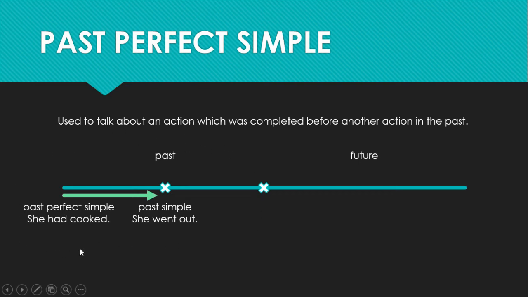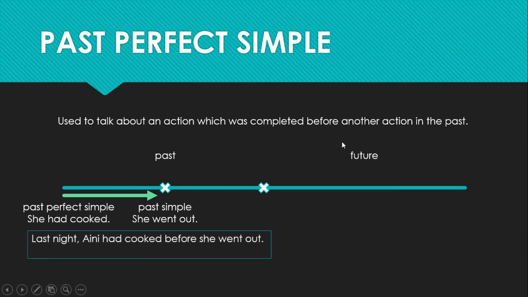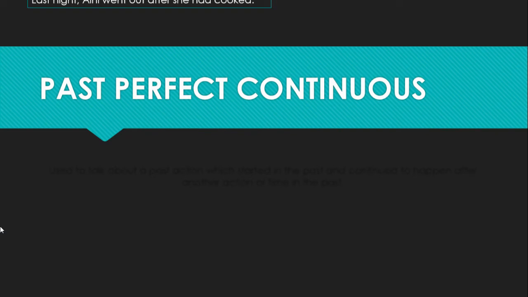Okay, so the complete sentences should be: last night, Aini had cooked before she went out. Maksudnya, dia masak dahulu, kemudian dia habis masak, baru dia keluar. Or, last night, Aini went out after she had cooked. Okay, now let's move to the past perfect continuous.